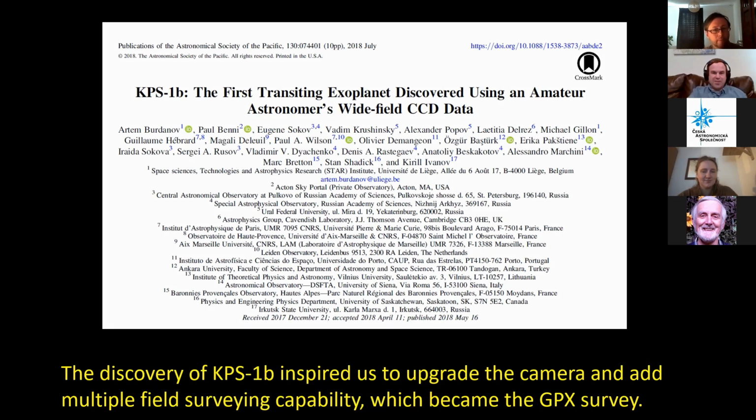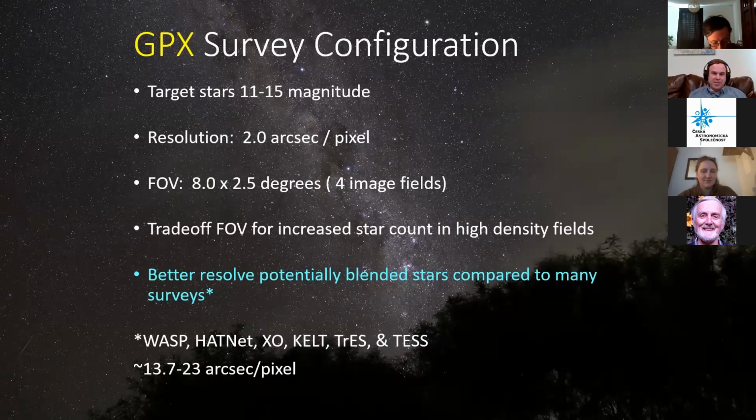From KPS-1b, we upgraded the survey. That's when I switched to the more expensive 16200 camera. That had double the field, and then we experimented with trying to survey more fields. So this is what we used software for, so the telescope would move to 4 different fields, and then keep on imaging the 4 different fields.